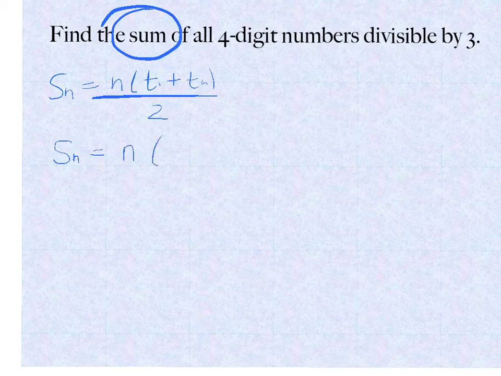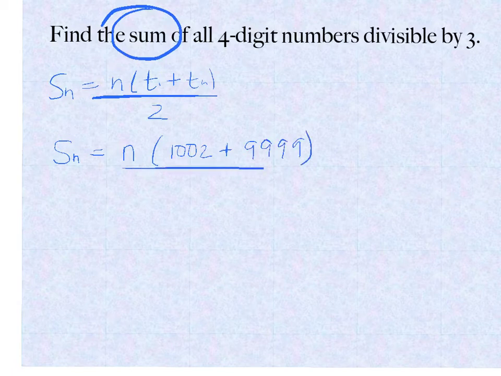But we do know that the first term is going to be 1,002. And we can guess and check and see the last one is going to be 9,999. 3 has a nice easy multiplicity rule, so that should be pretty easy to figure out. And that's going to be solved over 2.